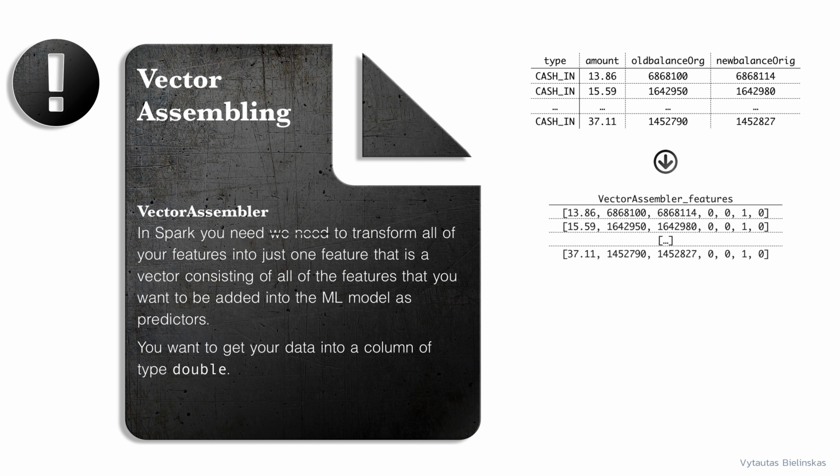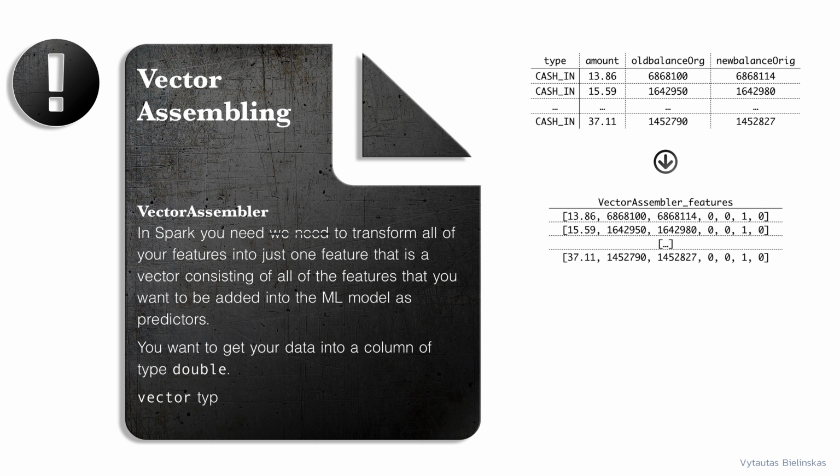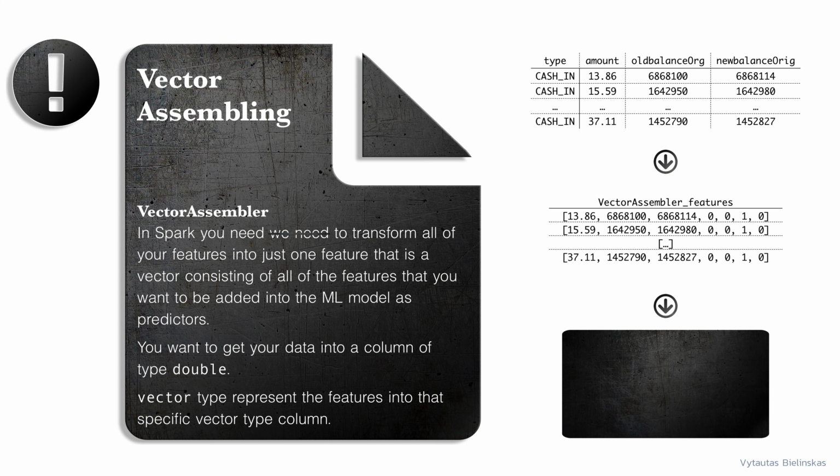Here are the vector assembler features. Vector type represents the features in that specific vector type column. This is just a list of values, where each value format is double, and this list represents all feature values for a single data record in one place, in one list. By having string indexer, one-hot encoder, and vector assembler, we can set up the stages needed for a machine learning pipeline. These stages will be running sequentially, as we will see next in this tutorial.